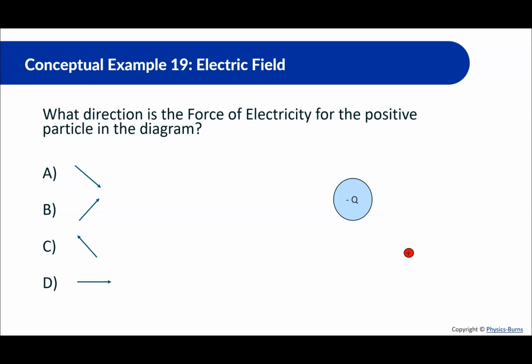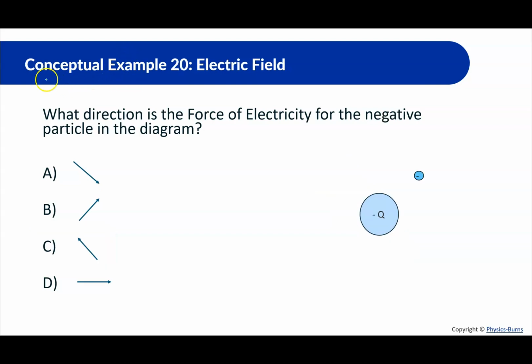Example number 19. What direction is the force of electricity for the positive particle in the diagram? Okay, so since this is a negative charge, what this means is that it's going to be emitting an electric field going towards it. Meaning, in this case, for that charge, the electric field is going to be going in that angle. But since this is a positive charge, it goes in the same direction as the electric field. So the force of electricity will be the same. So it should be C.